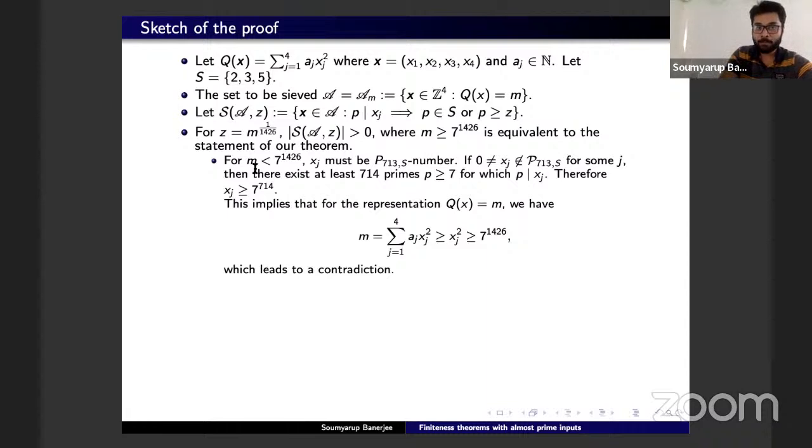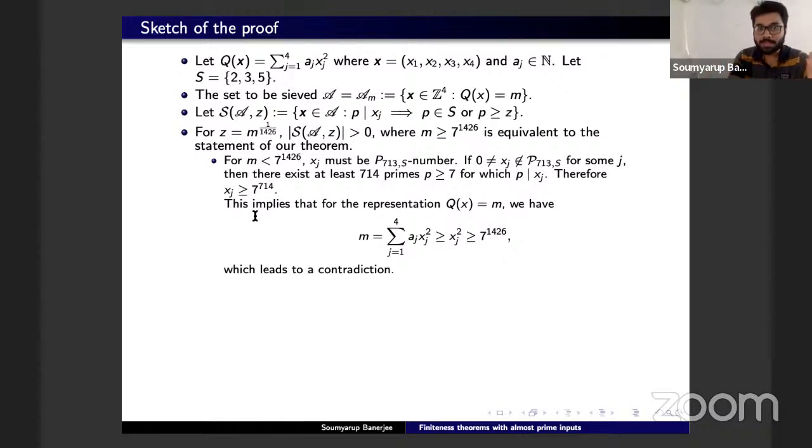So for m less than 7 to the power 1426, x_j must be a P_{713,S} number. Why? Because if x_j does not belong to this set for some j, there exist at least 714 primes p bigger than or equal to 7 for which p divides x_j, because x_j does not belong to this. That means x_j must be either a P_{714,S} number or a P_{715,S} number and so on. So for p bigger than or equal to 7, p must divide x_j, which has 714 primes. Therefore, x_j must be bigger than or equal to 7 to the power 714.